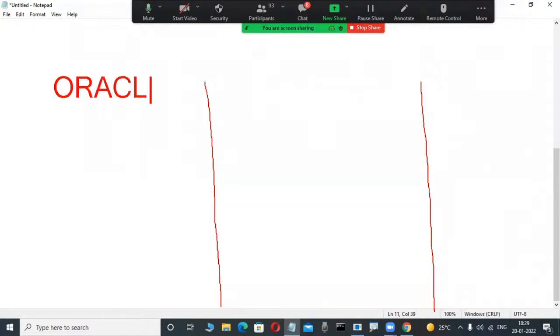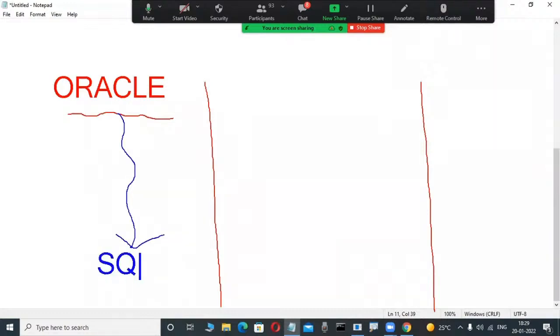Suppose, slowly, for five minutes, concentrate. I am working in a company. Suppose I am working on an Oracle project. Oracle is a relational database product. If I want to operate this relational database product, I use SQL in my company. SQL is a language.